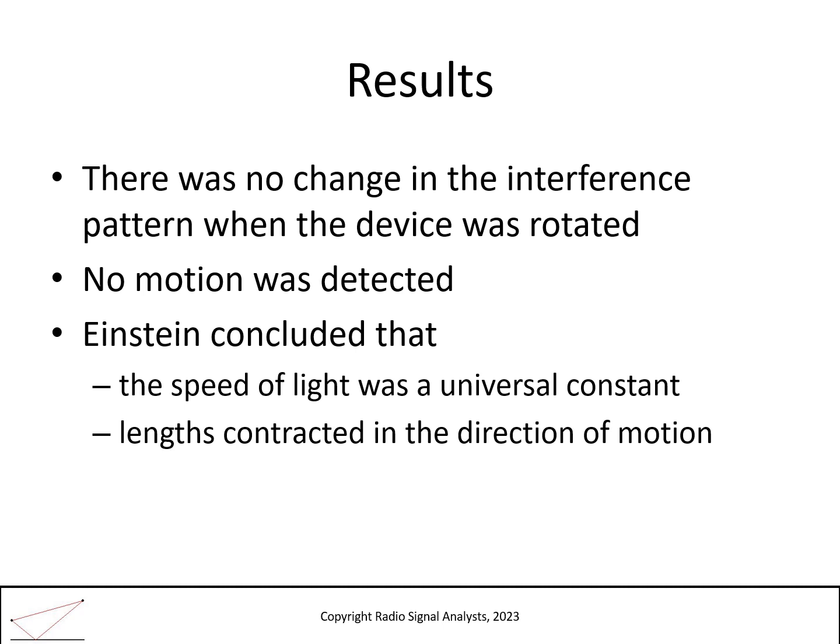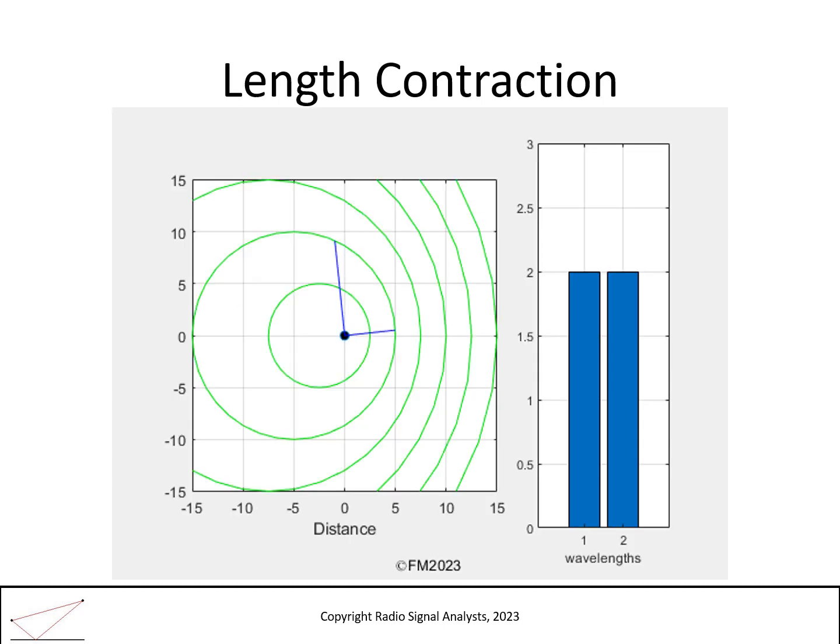Einstein concluded that the speed of light was a universal constant and that lengths contracted in the direction of motion. This is what length contraction would look like for this severe Doppler case. The lengths must adjust to maintain an equal phase.